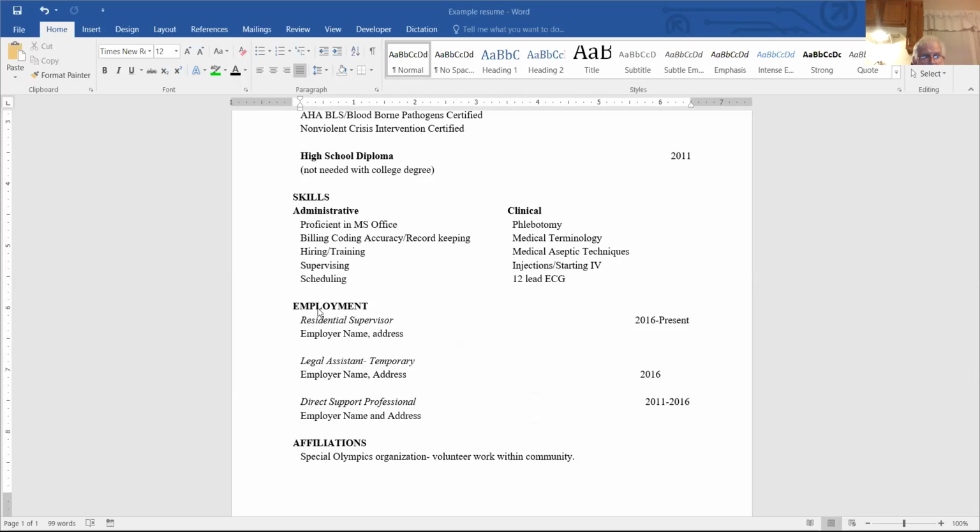So everything you've done that is potentially related. Here, residential supervisor, this particular residential situation was a home for patients. So it was related to being an MA. Legal assistant and so forth, these were both at the same employer. Obviously a legal office, but it was the administrative experience that was useful.